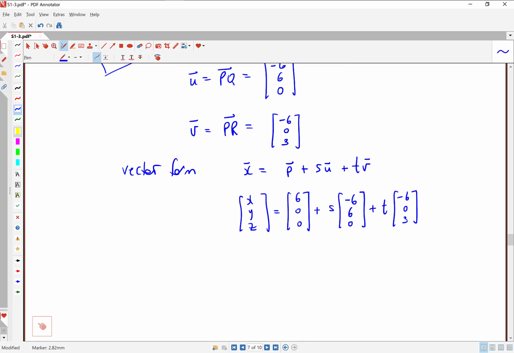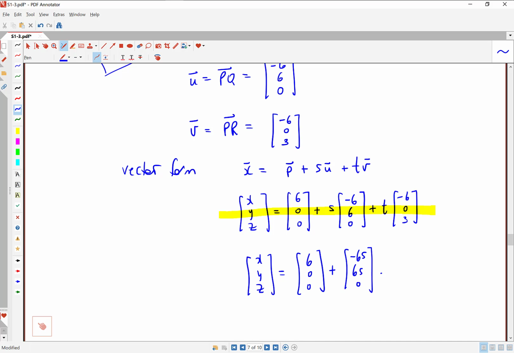So that's half the answer right there. That's the vector form for this particular plane. And if we expand this out, then we're going to get parametric form. So let's do the algebra. We're going to work on expanding the right side. So let's multiply the s through: -6s, 6s, 0. Multiply the t through: -6t, 0, 3t.